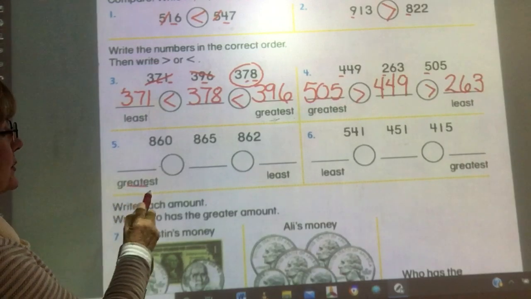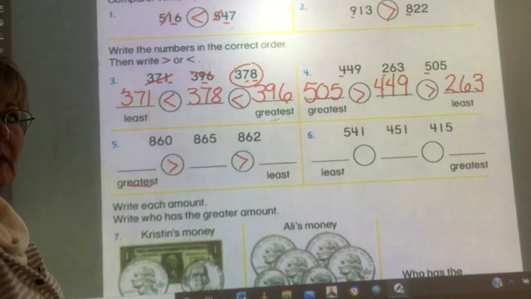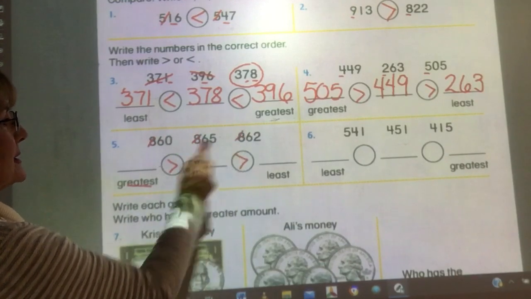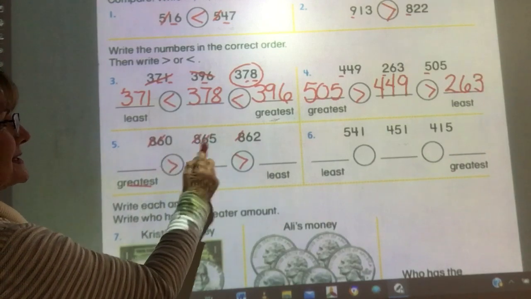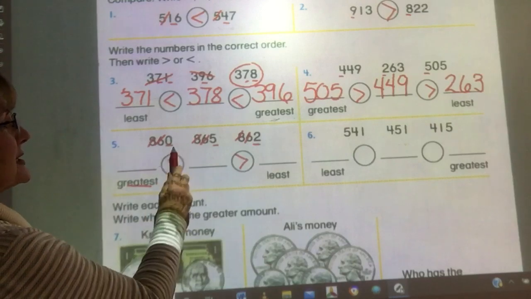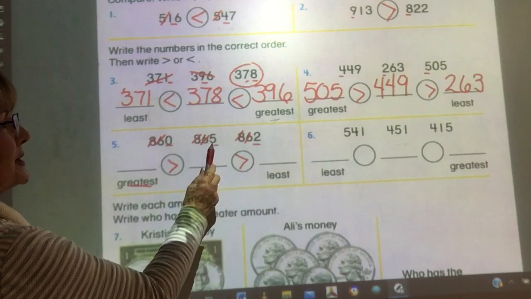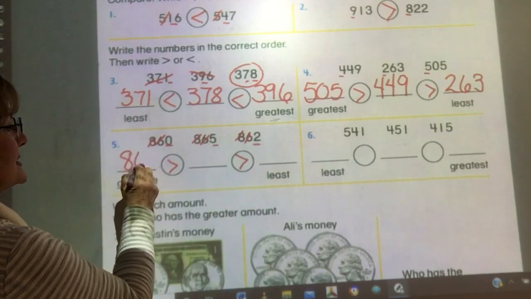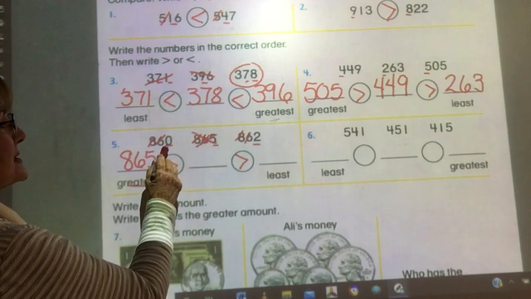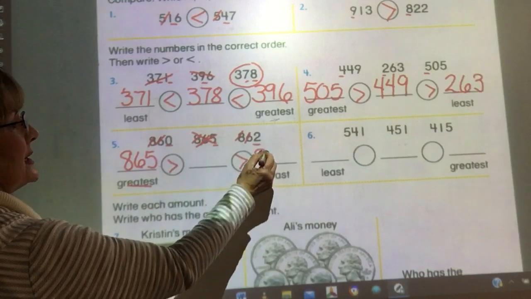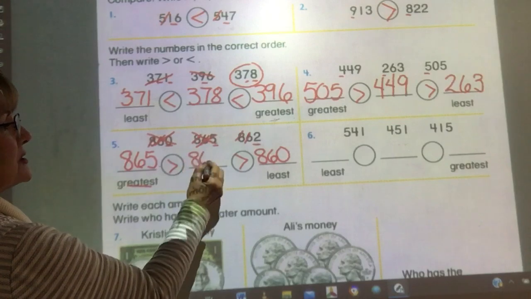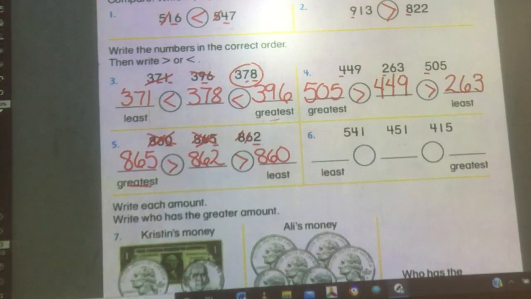All right, so here we have the greatest. Let's go ahead and get our greater than sign going. They all have 800. They all have 6 tens, so we're looking at the ones. Which is larger, 0, 5, or 2? 5. So 865 is the greatest one. Which is the least? A 0, 860. And then 862 would be the one in between.